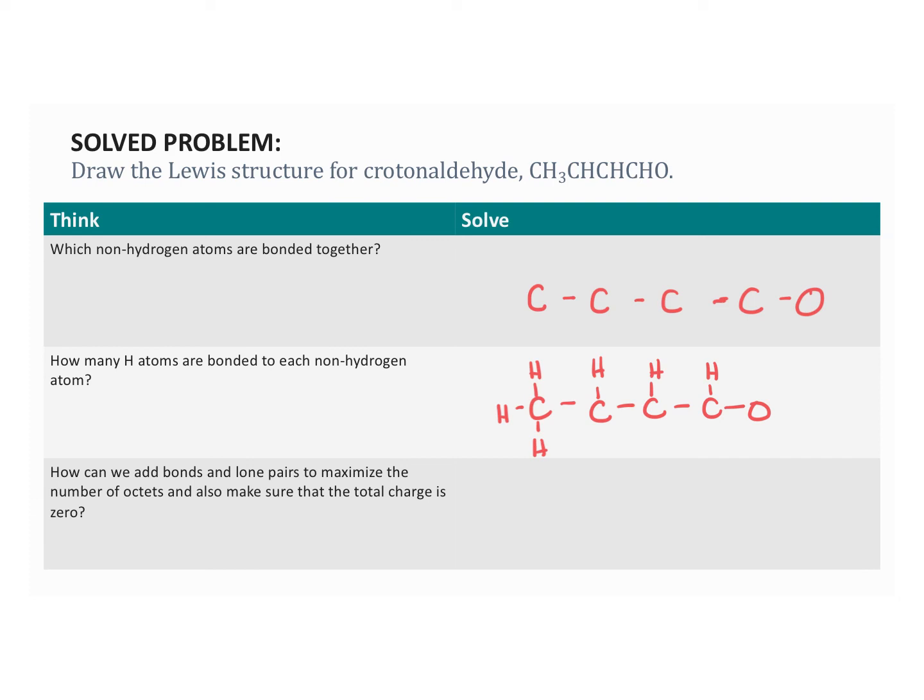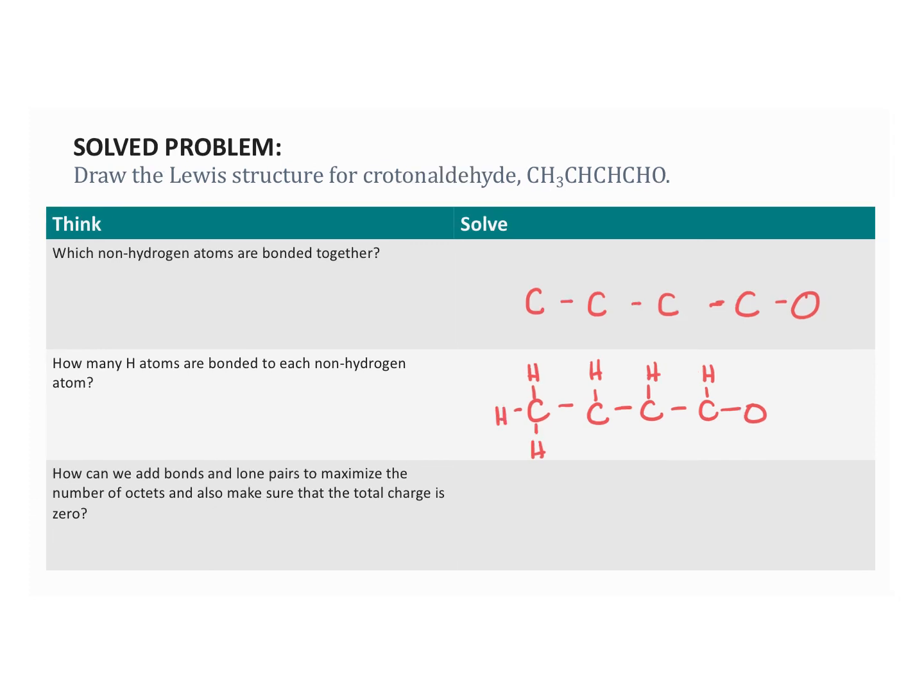Then the next thing we say is, look, we need to add bonds and lone pairs to maximize the number of octets and make sure the total charge here is 0. We can't add any more atoms, but we can add in double bonds. So when I evaluate this, I'll choose blue. I look at this first carbon and I say, okay, that has a full octet, 2, 4, 6, 8. It's happy, doesn't need anything. I'm going to move on.